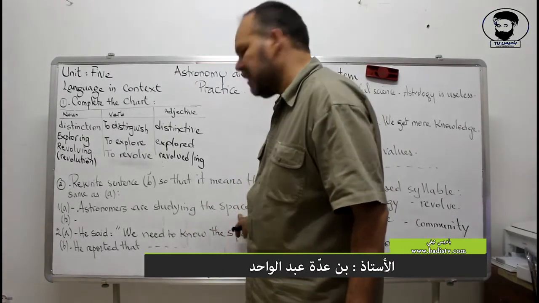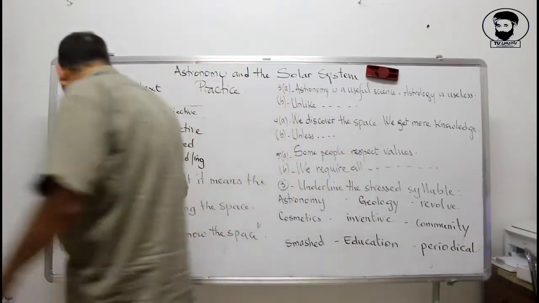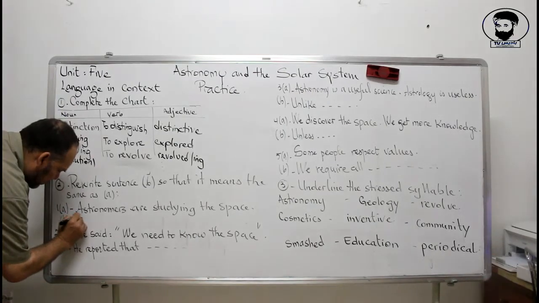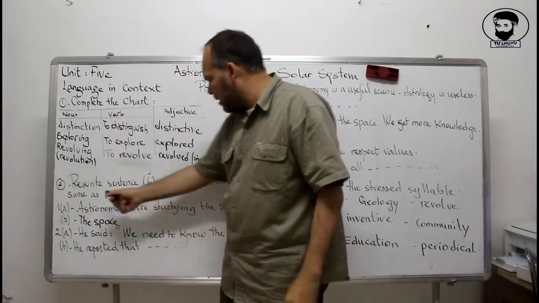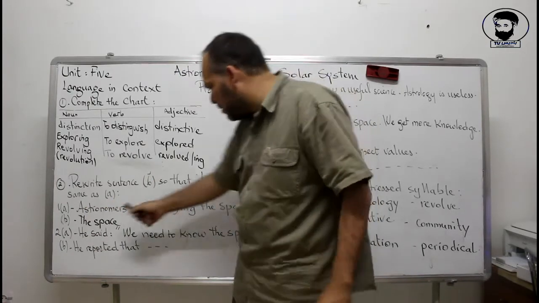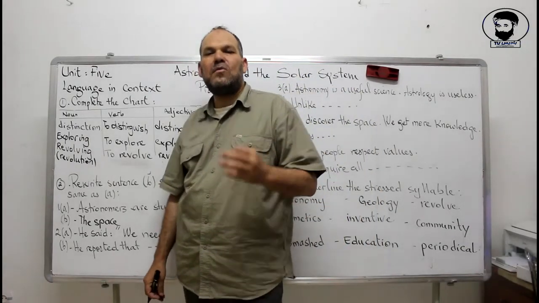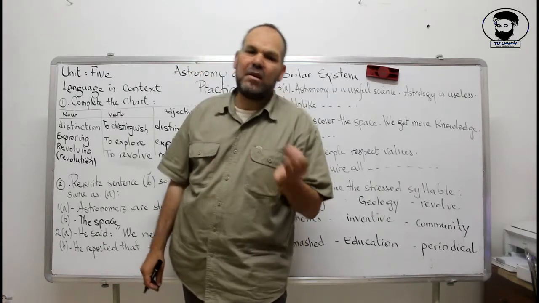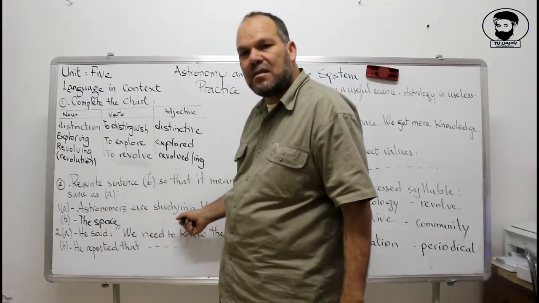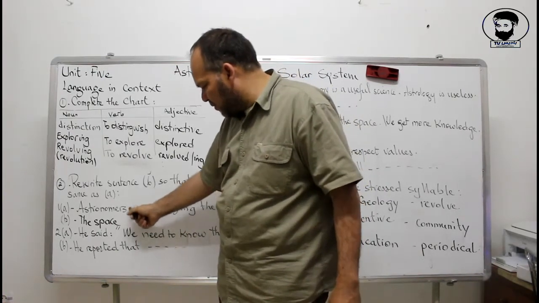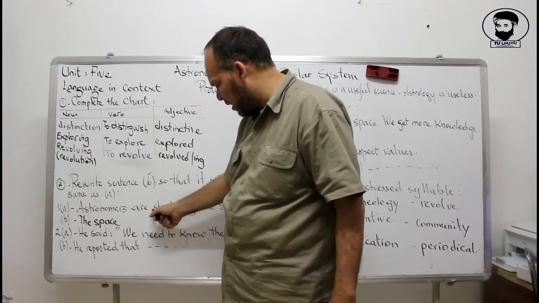Now, astronomers are studying the space. They start on B, and they give you on B: the space. Now, what do you understand from this? If you find that B starts with the last word of the sentence, you will understand that they are asking you to put the sentence either in the passive or in the active. Here the sentence, astronomers are studying, is in the active, because in the passive, if you have the word are, there must be a past participle. But here there is an ing after are, so it is active.